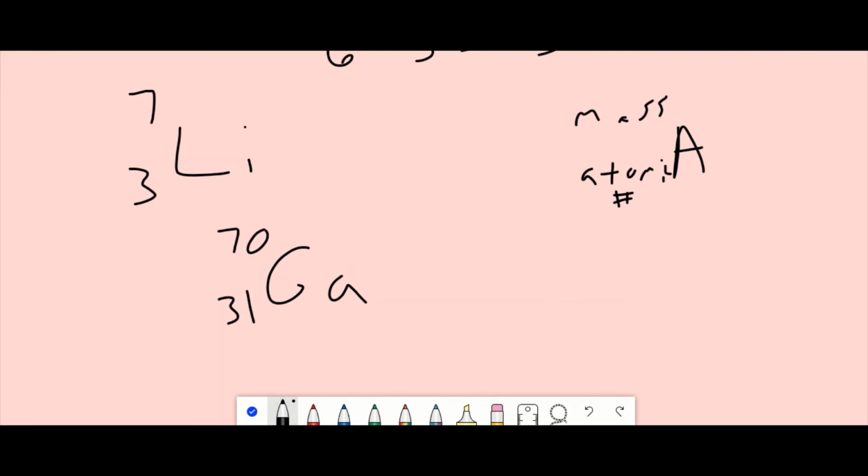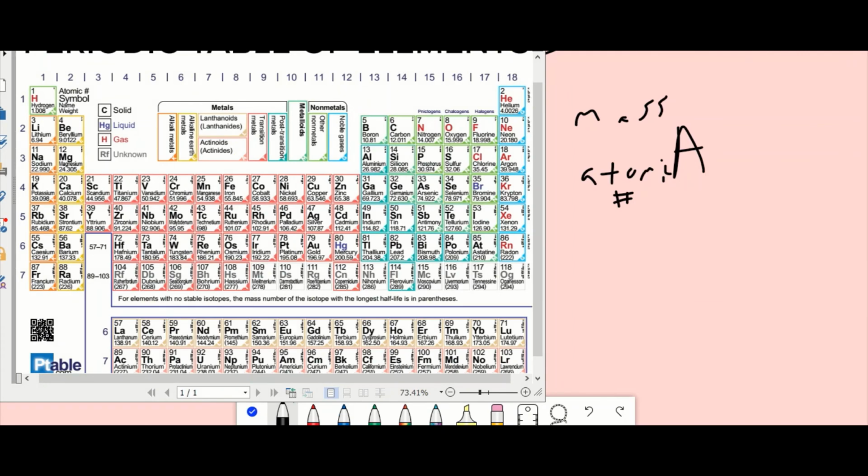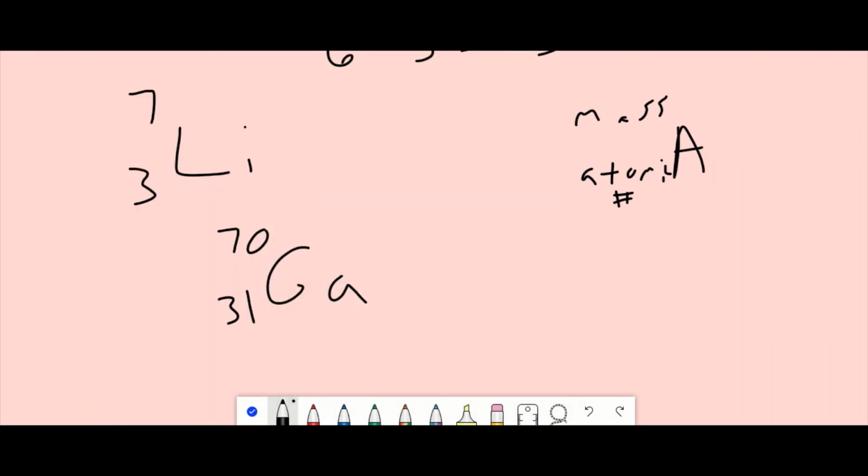And so let me just do a couple more examples. Let's say we have sulfur. Sulfur is generally like 32. It's got an atomic number of 16. So the way we write sulfur is, it's got a mass of 32 and an atomic number of 16. That's how you write sulfur.